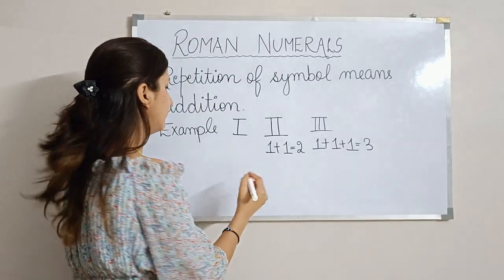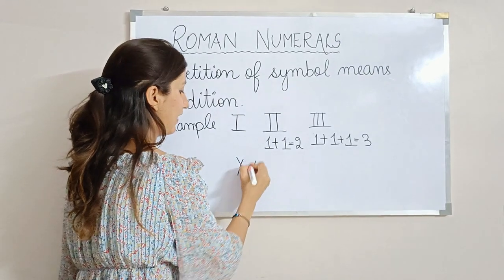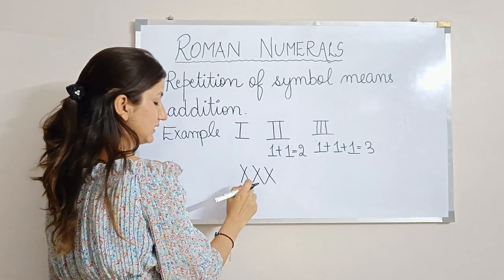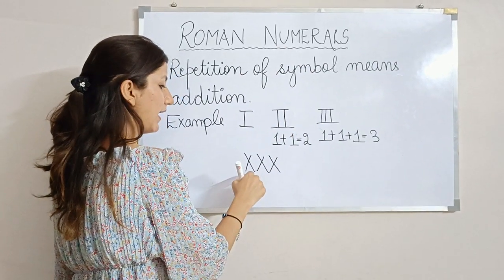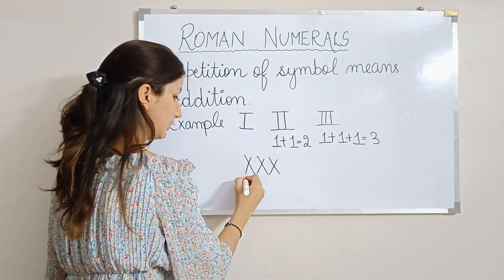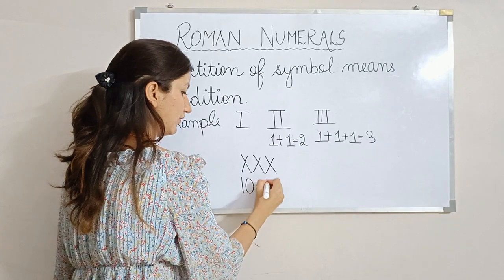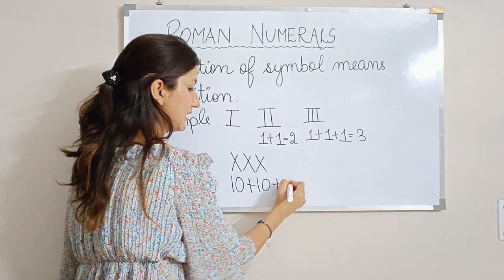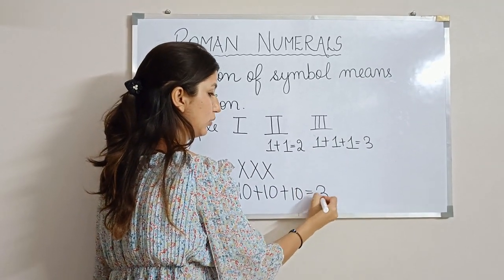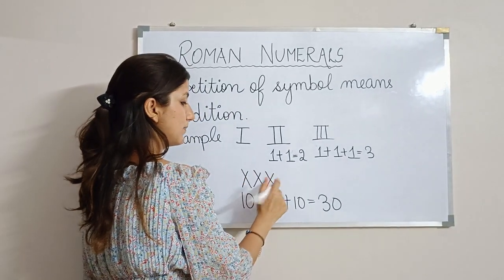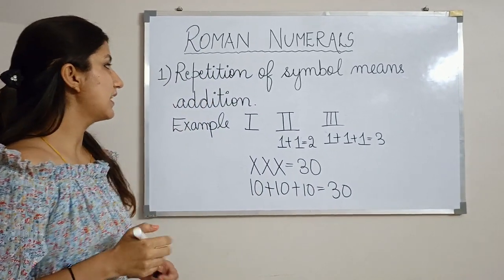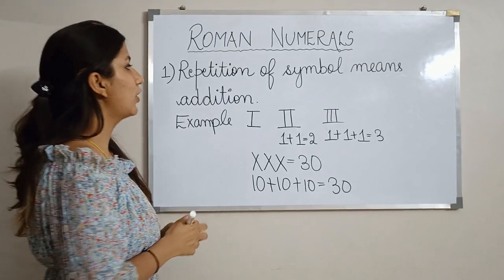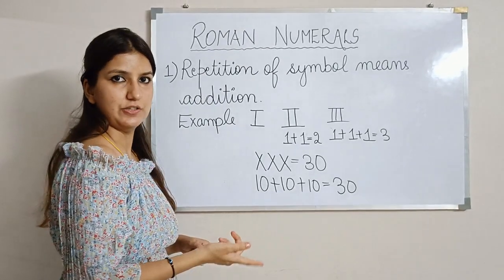Similarly, this can be done with numerals of higher values. Suppose X, X, X. X stands for 10. Here X is repeated 3 times. So the value of this would be 10 plus 10 plus 10, which is equal to 30. So this symbol represents 30. So this is our first rule, that repetition of a symbol means addition.